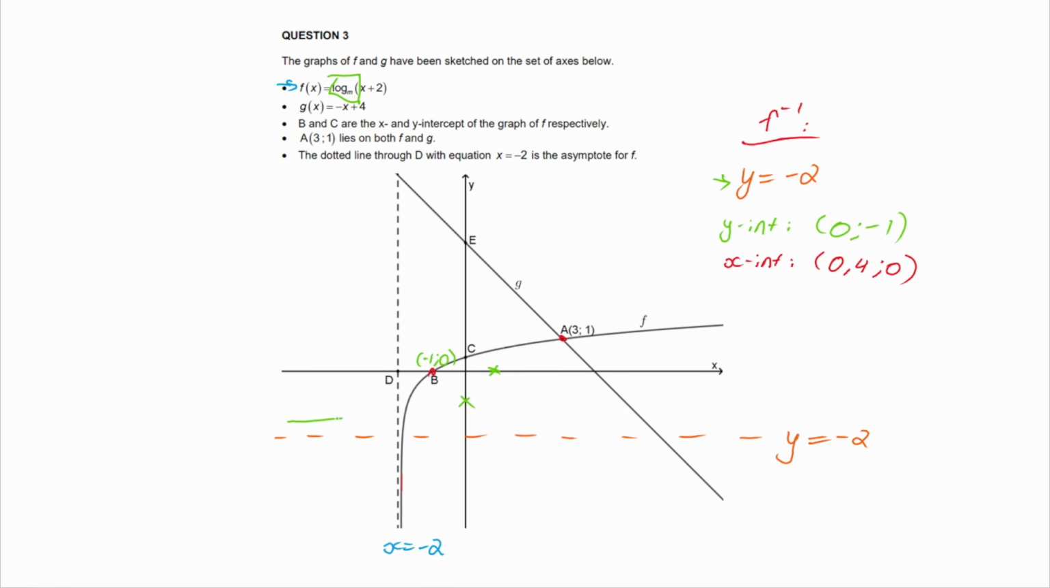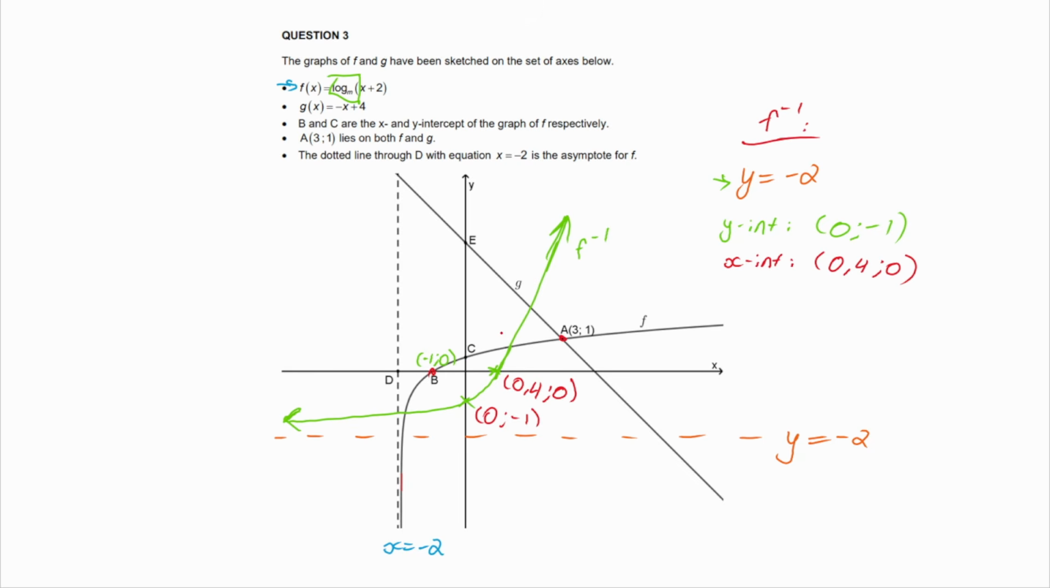So here we go. This is the graph of the inverse, and this goes on over there. We just have to label the x and y intercepts. This is the point 4, 0, and this is the y-intercept of 0, -1. Remember, it's just this swapped. So there you go.